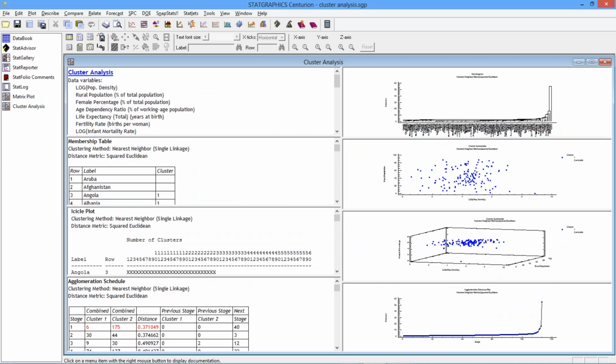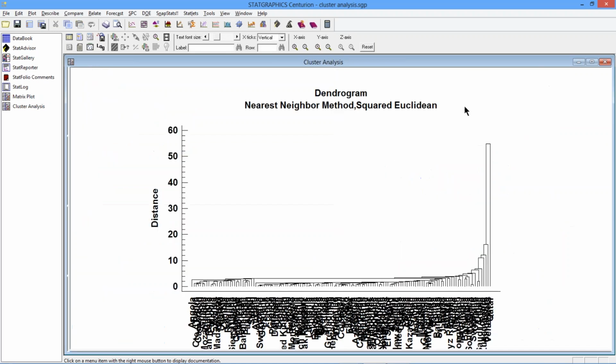Okay? Now, what will happen is an analysis window will come up, as it typically does in Statgraphics when you run an analysis, and you can see some of the different plots that we'll be looking at, including the first one that I'm going to look at here, which is the dendrogram.